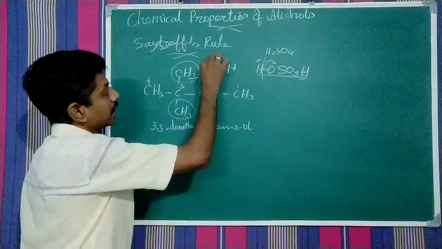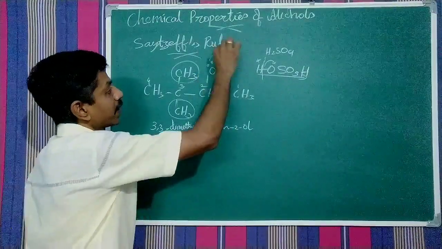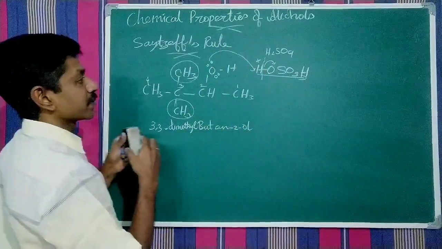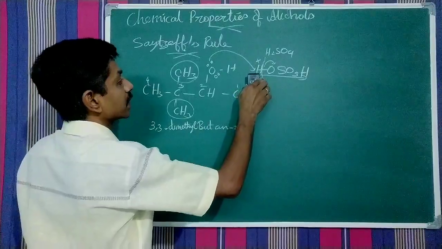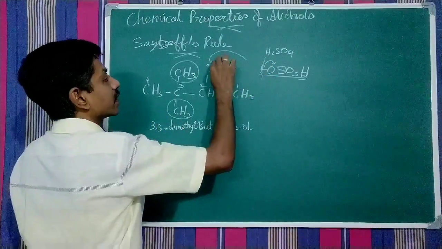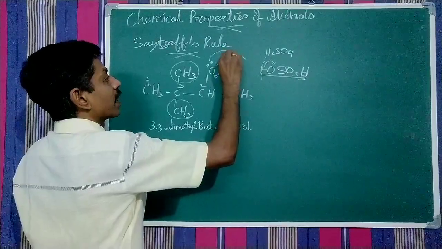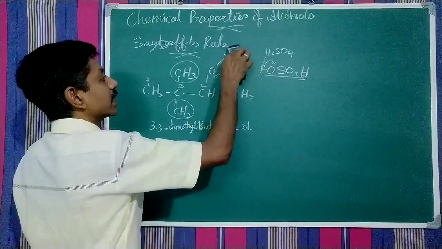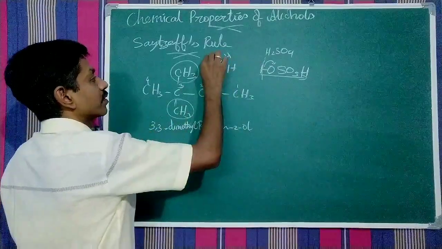Now the oxygen carries two lone pairs. One of the lone pairs will be donated to this H plus ion. Like in the previous step we have learned, this hydrogen will join here by using the lone pair, and then the oxygen will get a positive charge. This is what we learned.